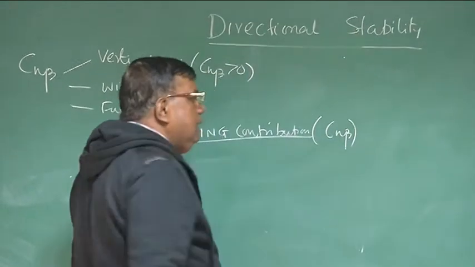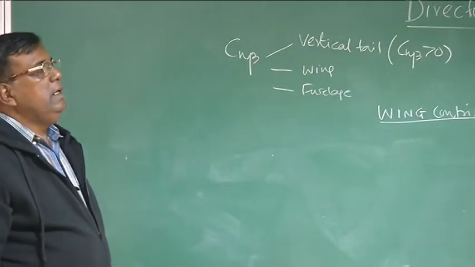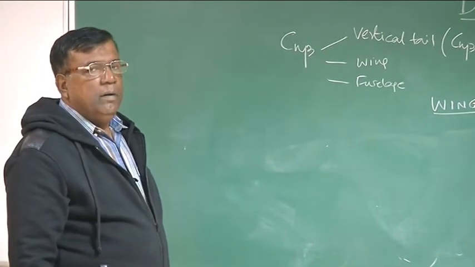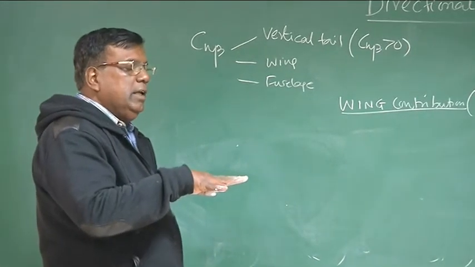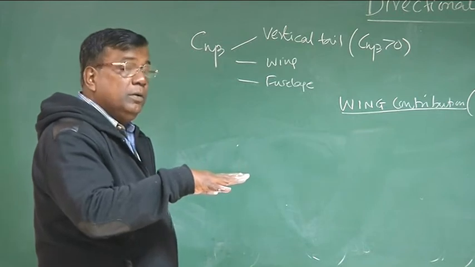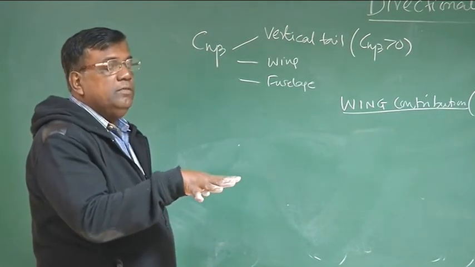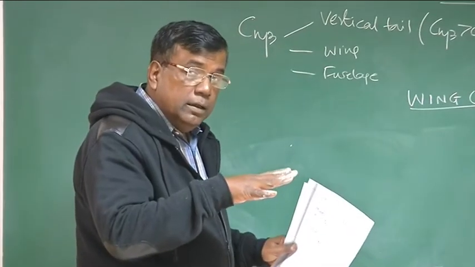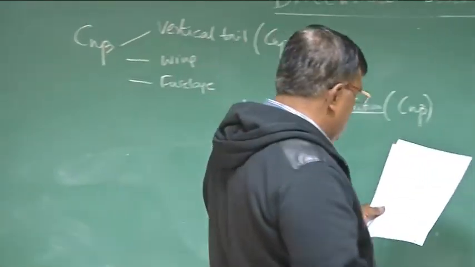Let us understand first the physics: why there should be a Cn beta contribution from the wing. Meaning thereby, if the airplane is going like this and a sideslip angle is introduced because of a disturbance, why should the wing try to generate a yawing moment either this way or that way? We are talking about the wing, not the vertical tail. So let us take a general wing.